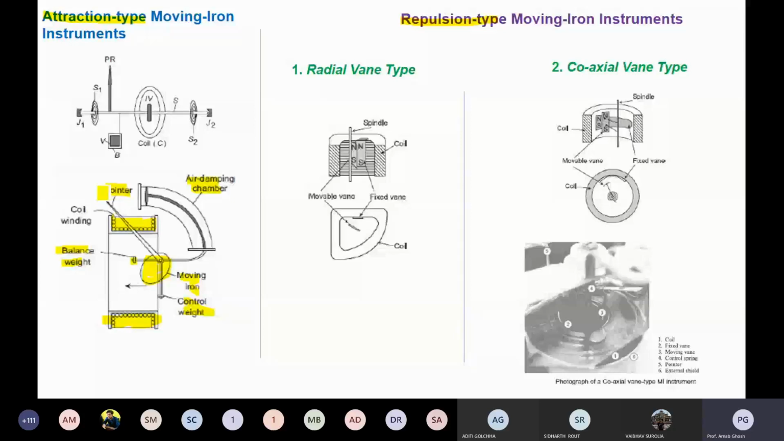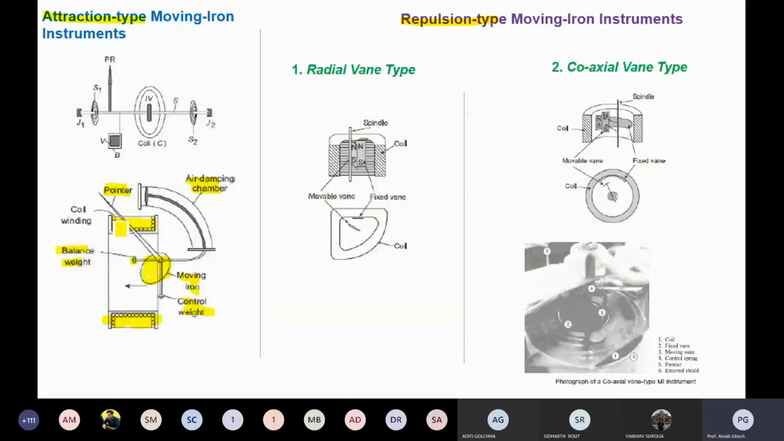But initially the principle of working: you can understand that the moving iron plate or vane will be attracted by this coil. If it is attracted by the coil and the pointer is connected to that vane, definitely due to the attraction the pointer will be deflected, and you are able to understand that value.